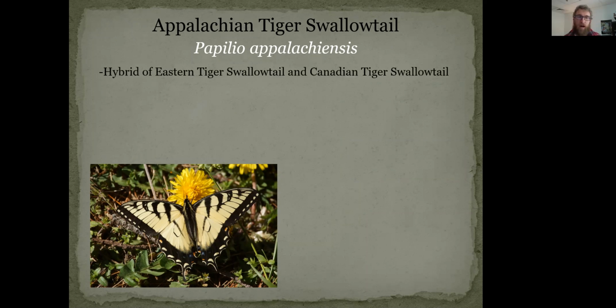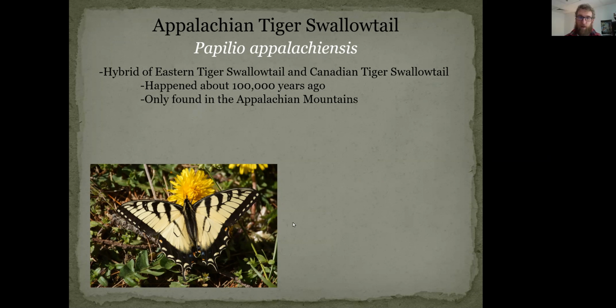So it's actually a hybrid of the eastern tiger and the Canadian tiger swallowtail. Now, this hybridization happened about 10,000 years ago, so it wasn't recent, but that's how it arose. So it's pretty unique. You don't see a lot of times that we can say for sure that something was a hybrid. That's how it became a species. And we humans only described this about 15 or 20 years ago. So it's pretty new to us, even though it's been around a while.